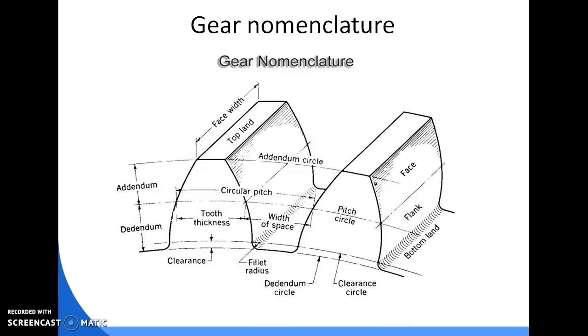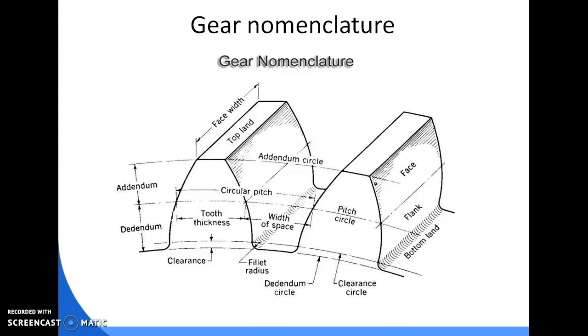Then we will see the tooth space or width of space. It is the width of the recess between two adjacent teeth measured along the pitch circle. Then we will see the backlash. It is the difference between the tooth space and the tooth thickness.